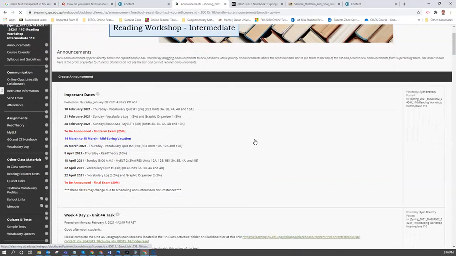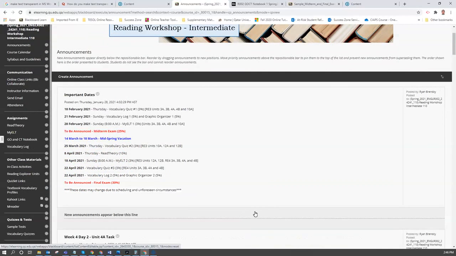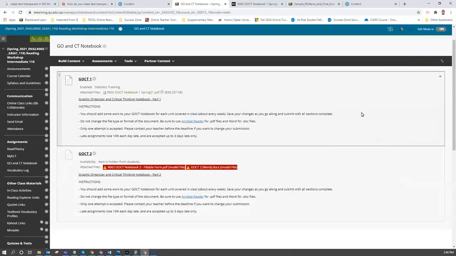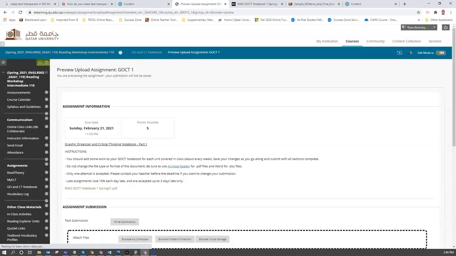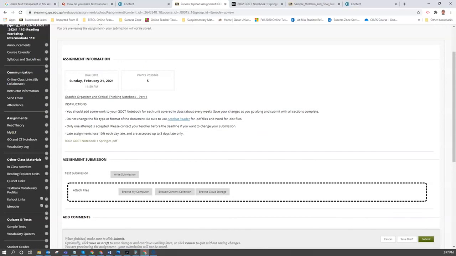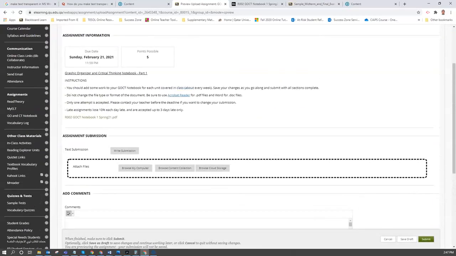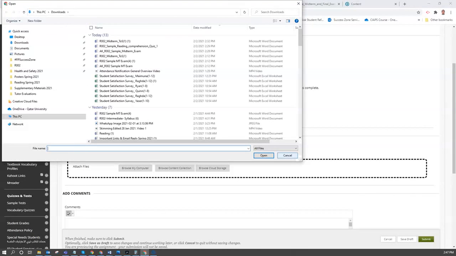So we're going to go down the left-hand side to Go, and CT Notebook. This is the graphic organizer notebook assignment that you will need to work on. And you'll see there are two graphic organizers. For now, we just need to look at the first one, graphic organizer 1. Okay, you can click on that. And you'll see that this is where you submit your graphic organizer. No different than what we've done in class for assignments. So you're going to save your graphic organizer and submit it through here.